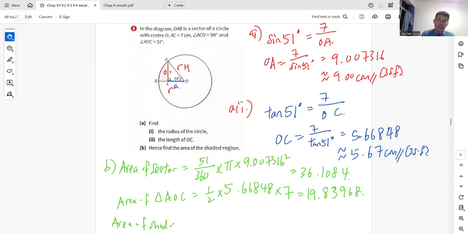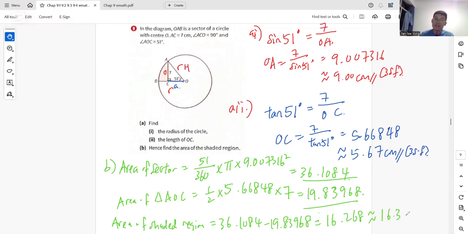All right, so the area of the shaded region is equal to this minus this. So 36.1084 minus 19.83968. Let me just key in these long numbers. I'm also scared I'm keying in wrong numbers. So 16.268, round off, 16.3. Is it cm? Yes, cm squared. 3 significant figures because it's area. So 16.3 centimeter squared.